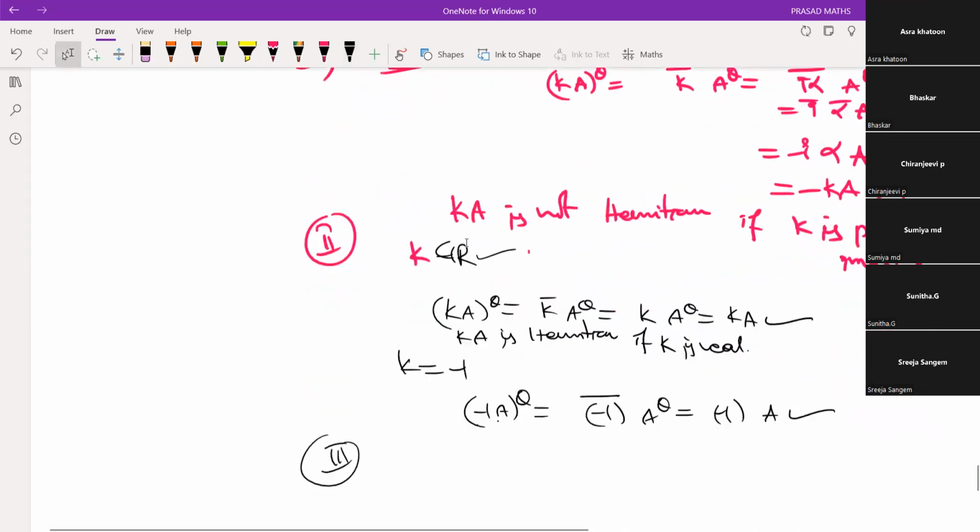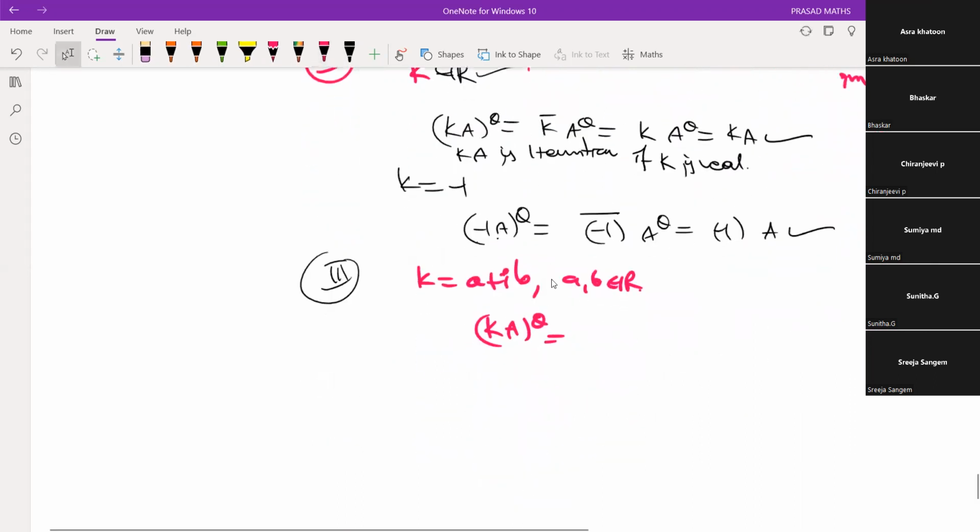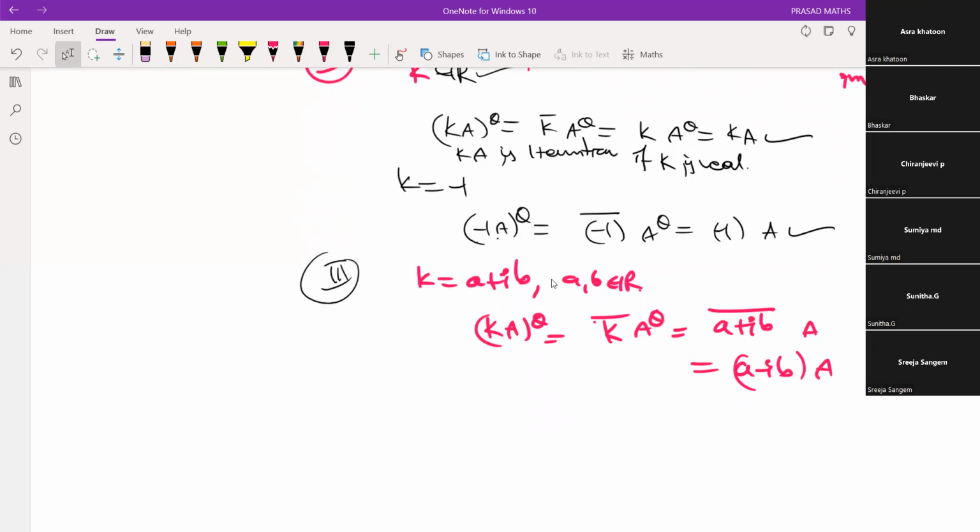Suppose K is a complex number, any complex number of the form a plus ib, where a and b are real numbers. What about K into A? Anybody? K into A theta is nothing but K bar into A theta. What is K bar? (a plus ib) whole bar into A, which is a minus ib into A. The question is, is it equal to a plus ib into A? Need not be. In general, they are not equal.